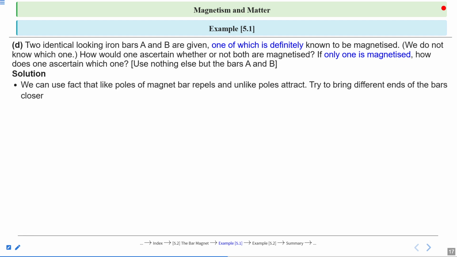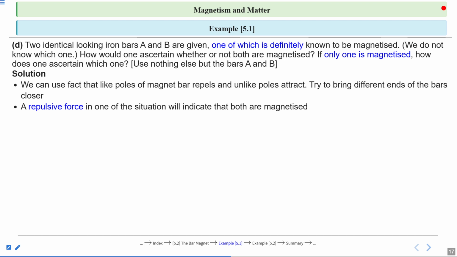So let's see the solution. We can use the fact that like poles of magnet bars repel and unlike poles attract. Try to bring different ends of the bars A and B together. A repulsive force in one of the situations will indicate that both are magnetized. If only one bar is magnetized and the other is not, then placing the unmagnetized bar near the magnetized bar will induce magnetization in it, so it will attract that bar only, like an iron nail. There will be no repulsion, only attraction.